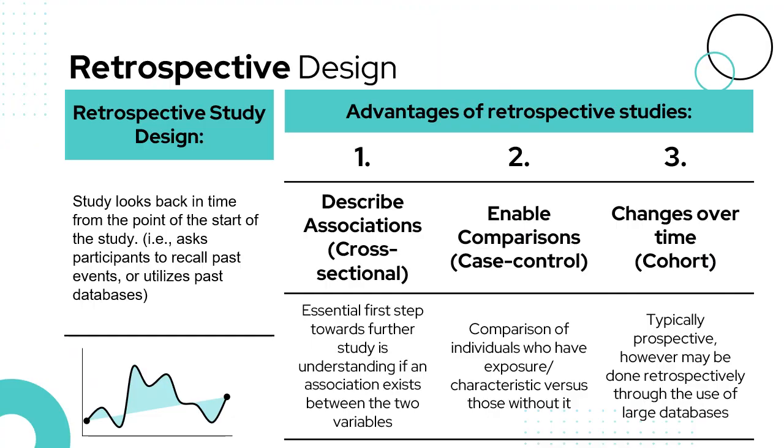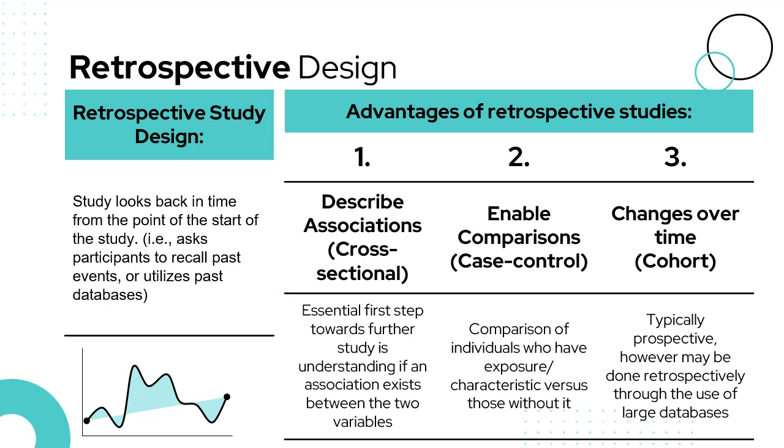So the first type of study design that we're going to look at is retrospective study designs. What retrospective studies do is they look back in time from the point of the start of the study. Okay, so this is something where you're being asked, can you rate your anxiety in the last 7 days, right? You're looking back in time at a specific variable.